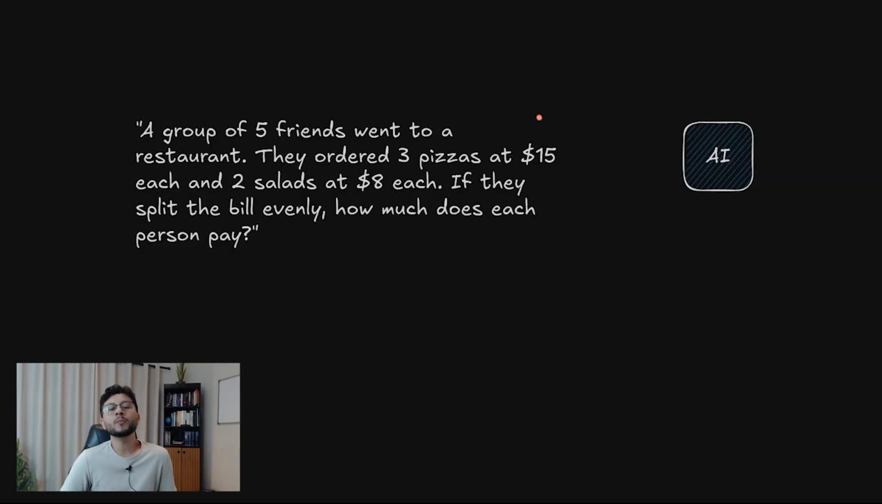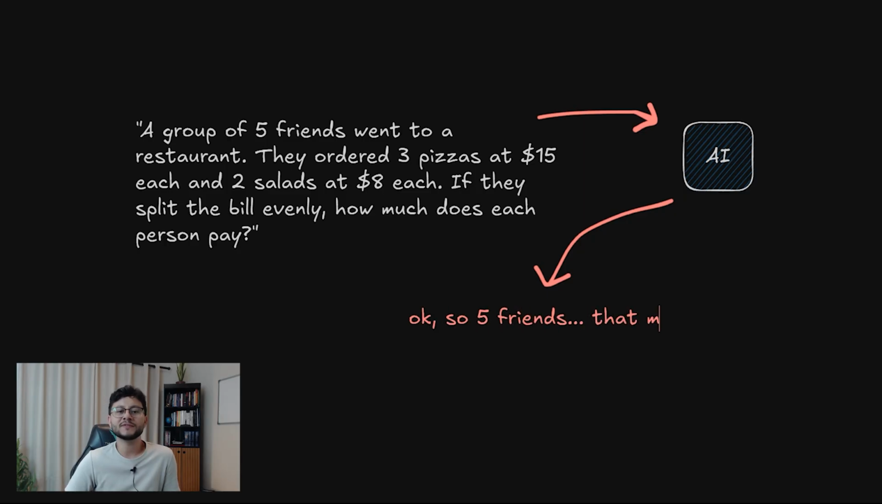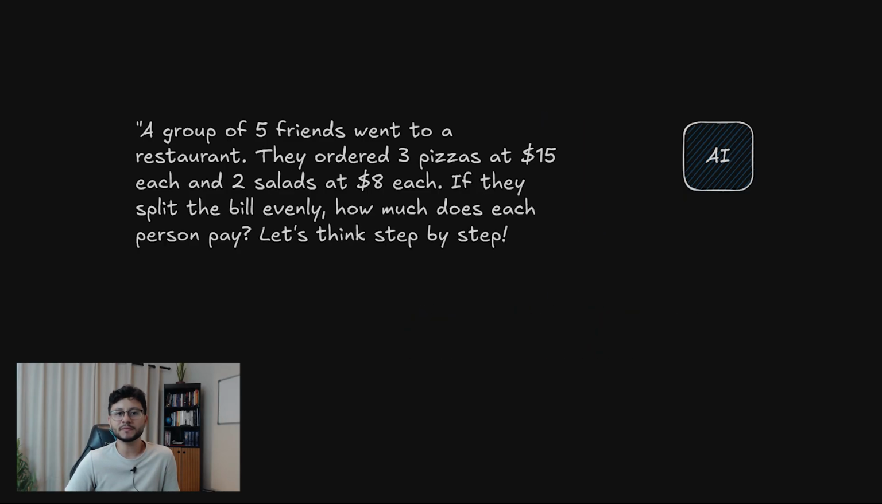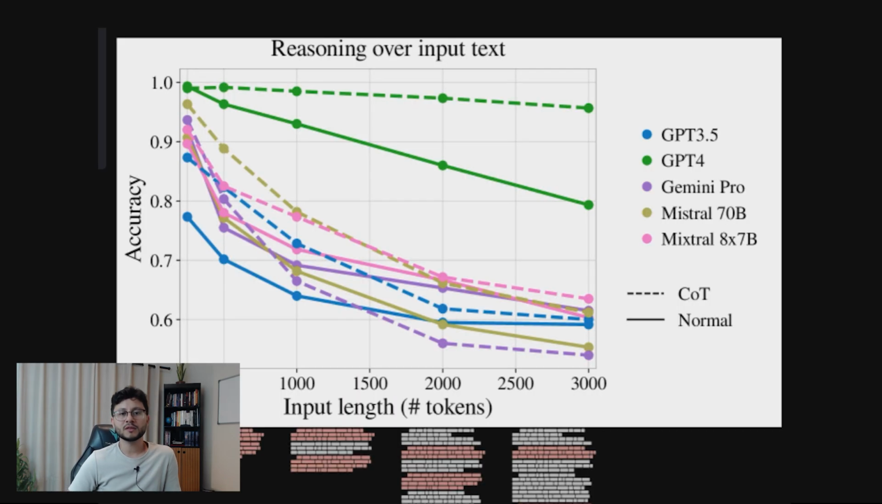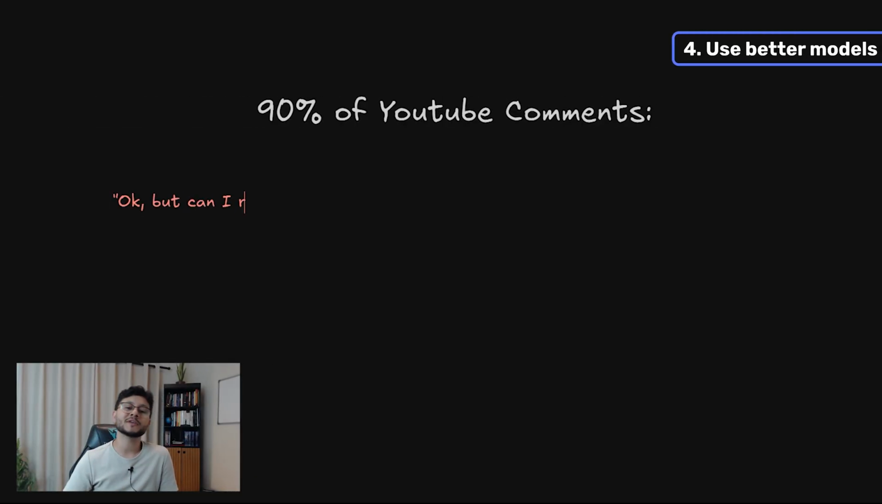For example, a group of 5 friends went to a restaurant. They ordered 3 pizzas at $15 each and 2 salads at $18 each. If they split the bill evenly, how much does each person pay? Just by adding the phrase, "let's think step by step," you would significantly improve this prompt, especially for less capable models. The Mistral 7B model, for example, would roughly go from 0.75 accuracy to nearly 0.9 just by adding chain of thought.